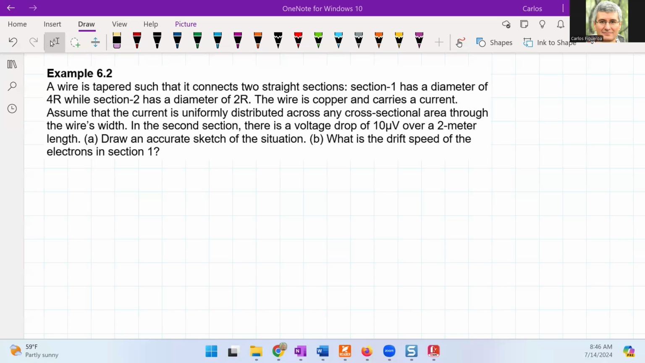Draw an accurate sketch of the situation, and then finally, what is the drift speed of the electrons in section 1? First, we got to sketch this complicated description. So let's sketch this complicated description.